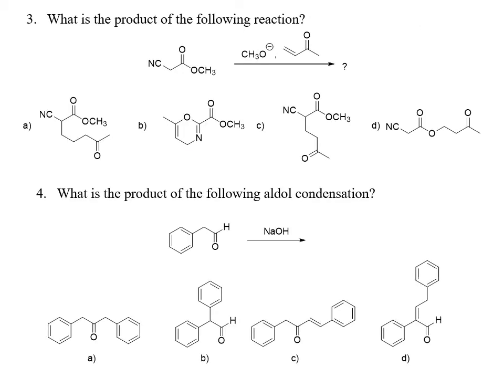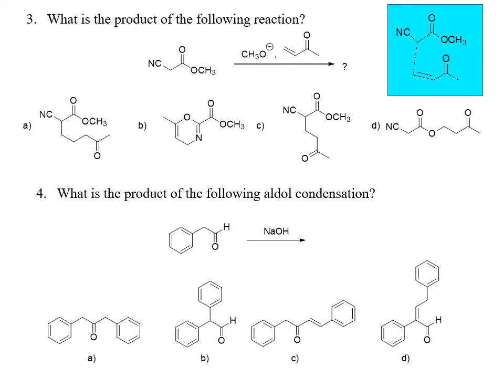Question number 3, what is the product of the following reaction? So you can see a nitrile ester. Nitrile ester contains a CH2 group, a methylene group that is activated by 2 groups, the nitrile group and the ester group, which means it's acidic and can be easily converted to a carbanion, to enolate anion. And then as the other reactant above the arrow, you can see methyl vinyl ketone, and therefore this reaction is Michael addition.